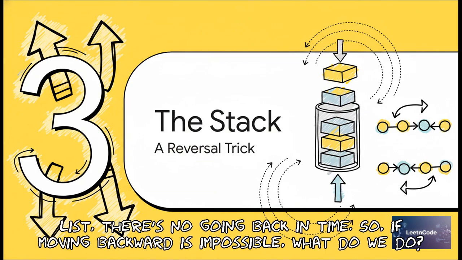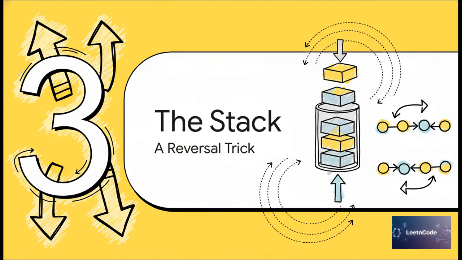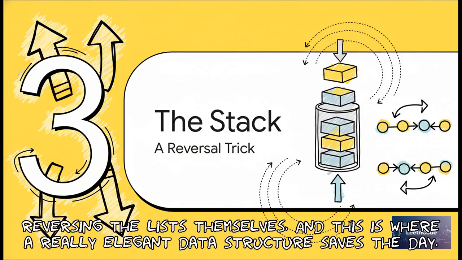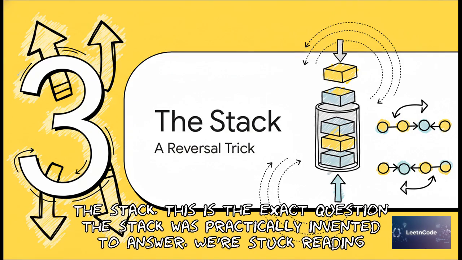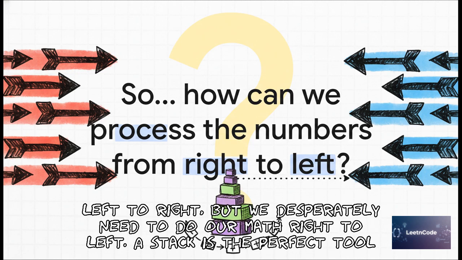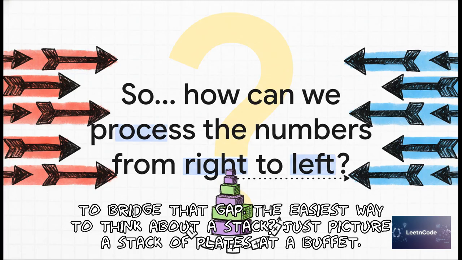So if moving backward is impossible, what do we do? We need a trick. We need some way to flip our perspective, to reverse the order without actually reversing the lists themselves. And this is where a really elegant data structure saves the day. The stack. This is the exact question the stack was practically invented to answer. We're stuck reading left to right, but we desperately need to do our math right to left. A stack is the perfect tool to bridge that gap.